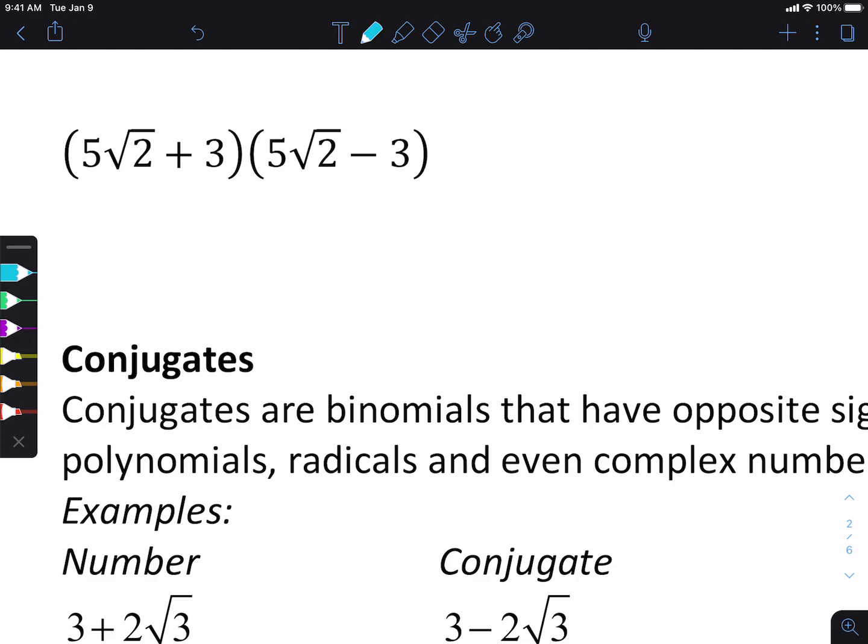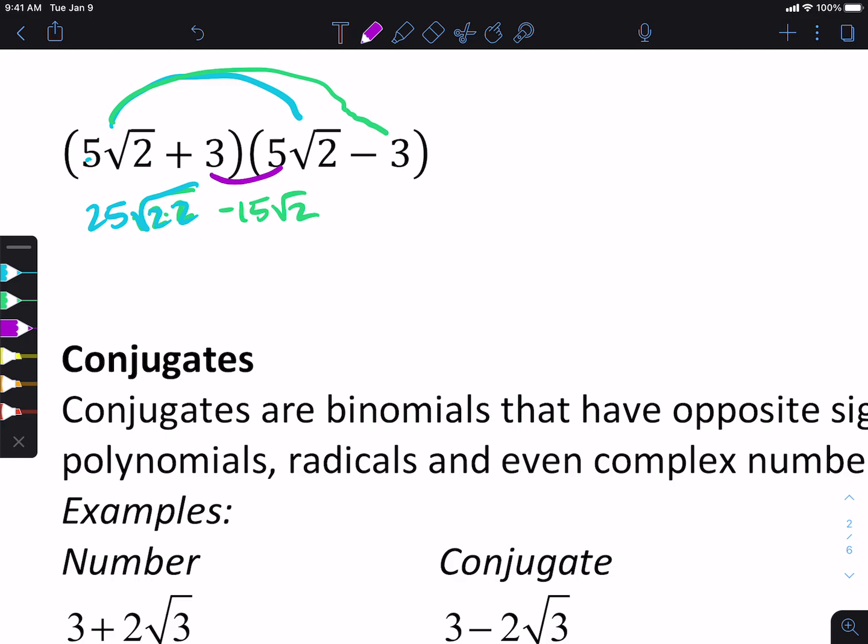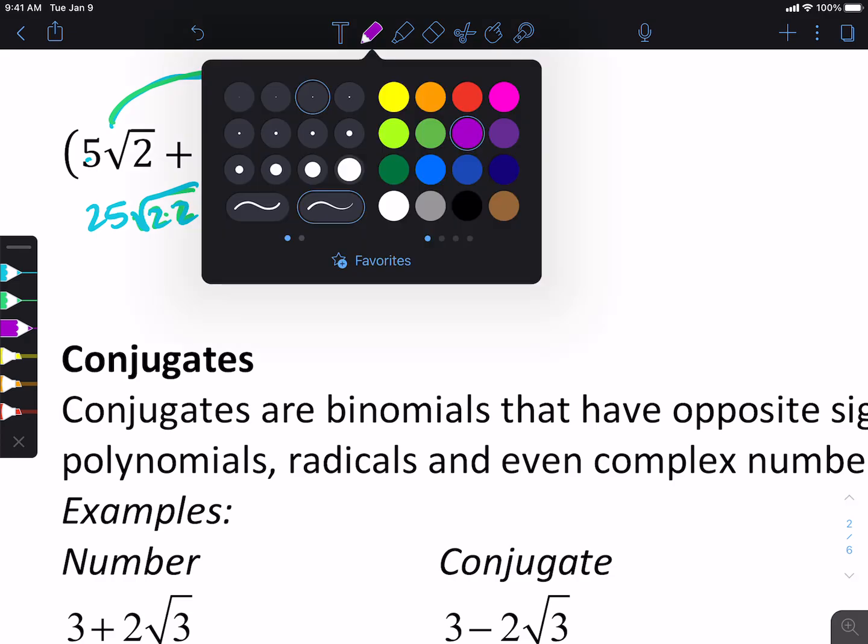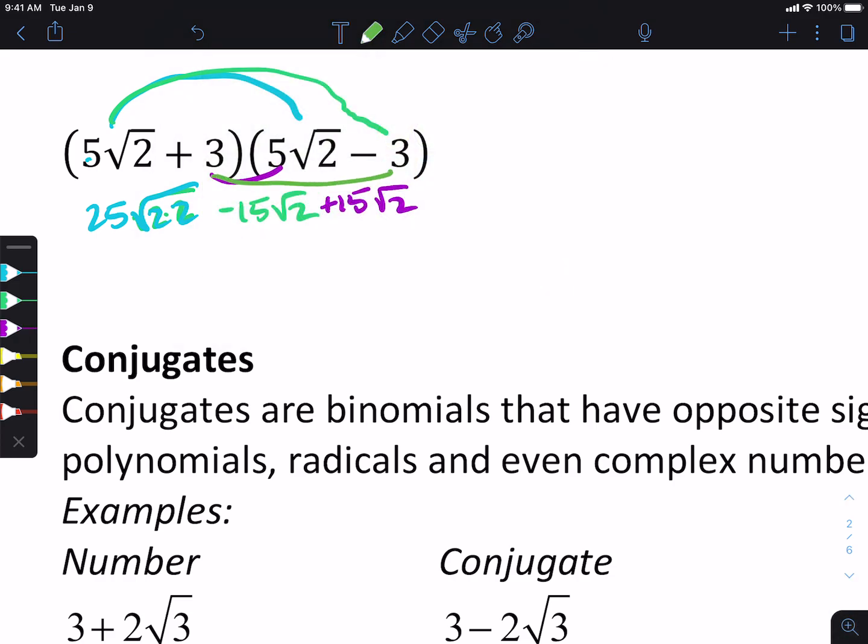Okay, so hopefully you paused it. So I'm going to show you foiling. So we're going to do 5 times the 5, which gives us 25. And then we've got root 2 times root 2, so 2 times 2 underneath. So then we're going to do 5 root 2 times negative 3, so the 5 times the negative 3 is negative 15, and then we keep the root with it. We do 3 times the 5, because those are the coefficients, so 15, and then I keep the root 2. And then we do the 3 times the negative 3, which is negative 9.